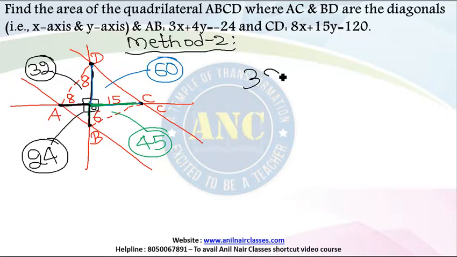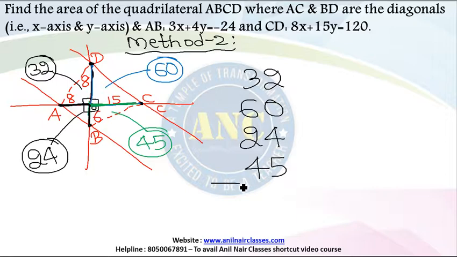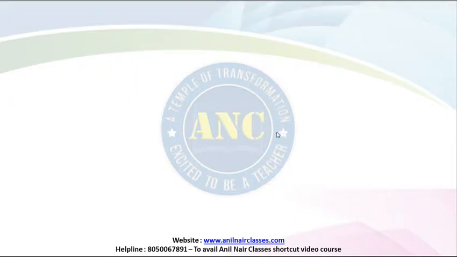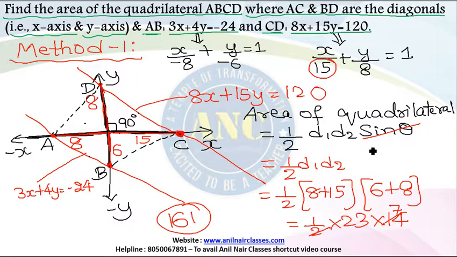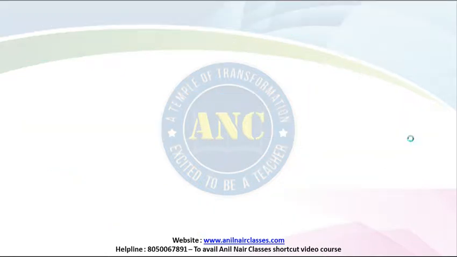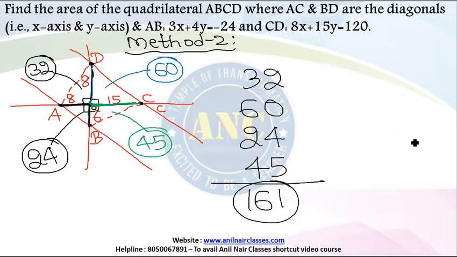So the answer is 32 plus 60, which is 92. 92 plus 24 is 116. 116 plus 45 is 161, which is what I also got in my method 1. Directly use this formula if you know it. If you don't know, split it as 4 right angle triangles and find out the area. It really does not make any difference. You decide the method whichever you are comfortable with, sir.